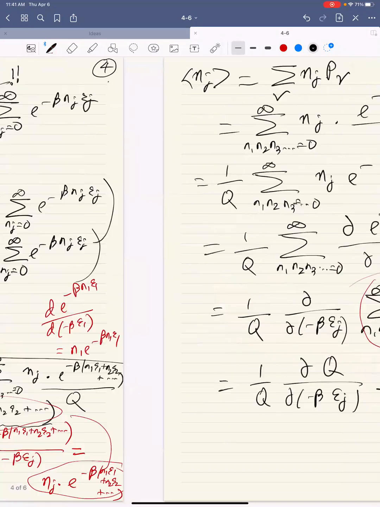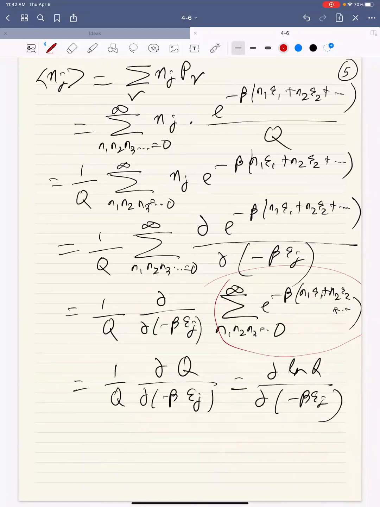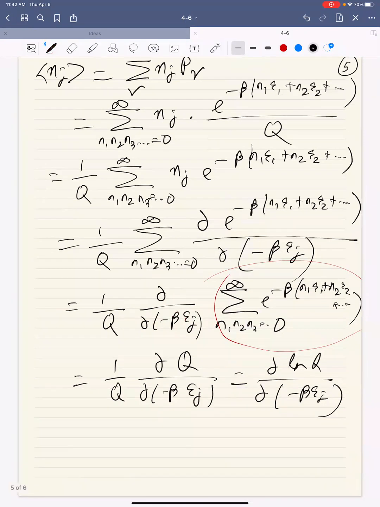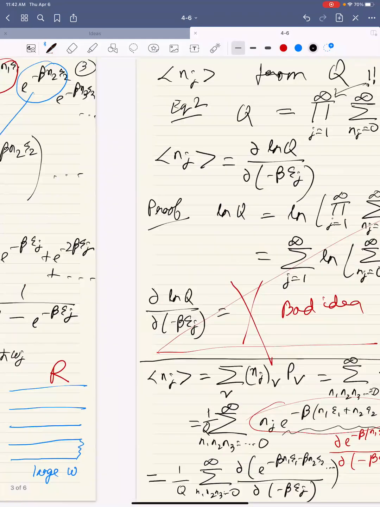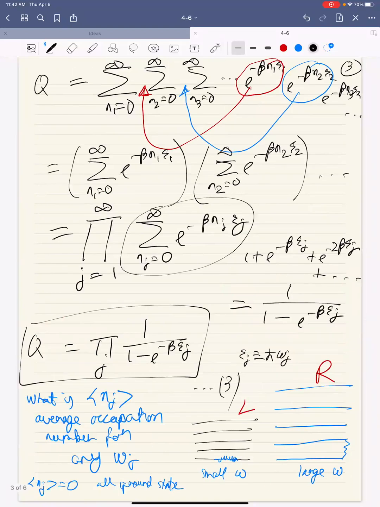Okay, so this was the proof. This I will write down over here. Bad idea, trying to go the other way. It should have gone straight from the definition and then it came out nice. Anyway, so we have nj. It can be obtained from ln Q by differentiating it with respect to minus beta epsilon j. Let's call this equation 4. So we don't have the answer yet, but we do have an expression for Q that we calculated by summing up the geometric series, right? And that was equation number 3.